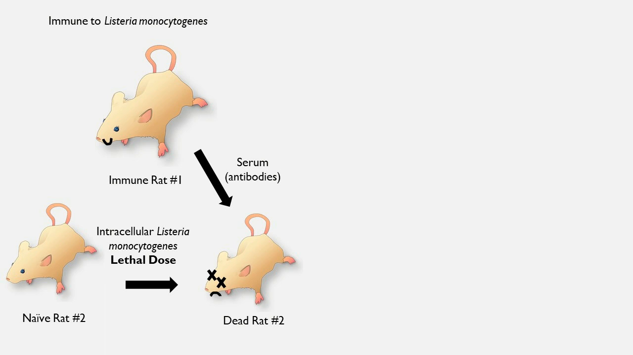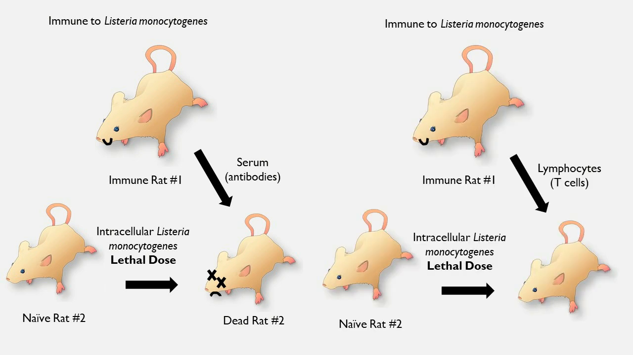Poor guy. So as a follow-up experiment, they recreated the same thing. They took a naive rat, they give it a lethal dose of the same bacteria, except this time from the immune rat, instead of taking the serum, they transfer lymphocytes, the T cells, and give it to the naive rat. And what happens? This time, the formerly naive rat is alive because the lymphocytes were able to fight off the infection. So at this point, scientists understood that, okay, I guess lymphocytes can kill bacteria. So let me test that theory in a follow-up experiment.